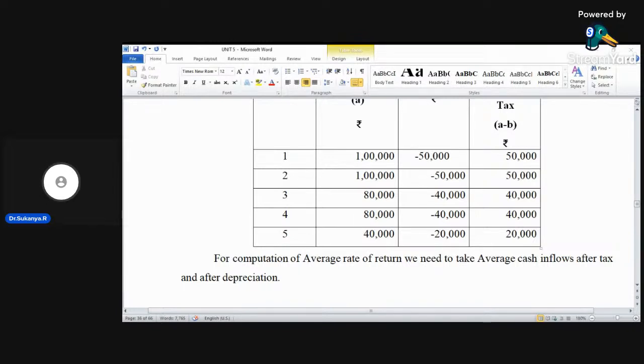When you reduce 50% for each of them, you will be getting the cash inflows after depreciation and after tax. Now, please message and tell me, have you understood until here? Kindly message in the text box and tell me, have you understood till here? That is the average cash inflows, with regard to ARR.